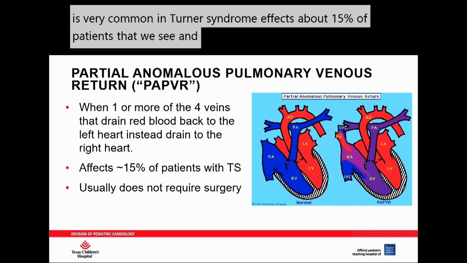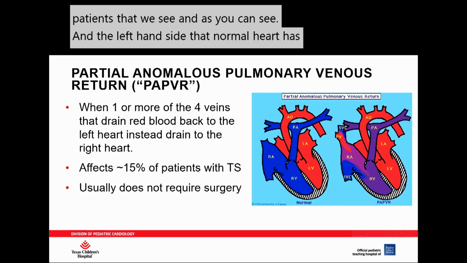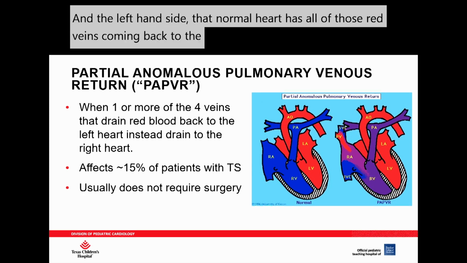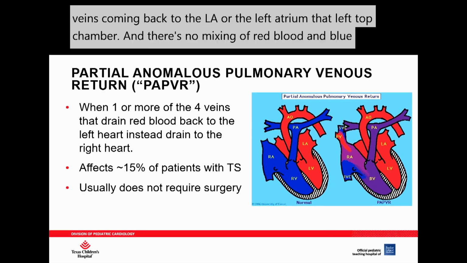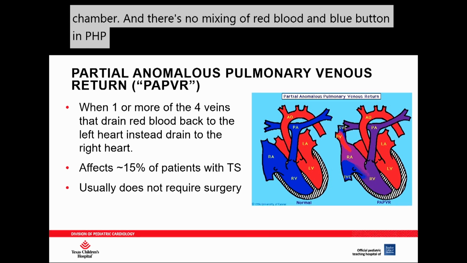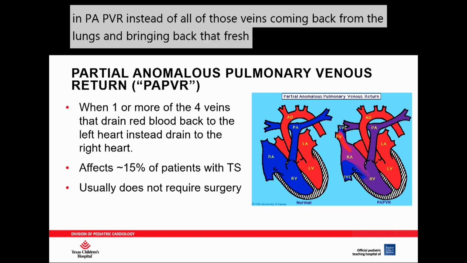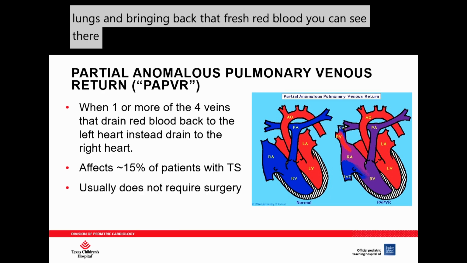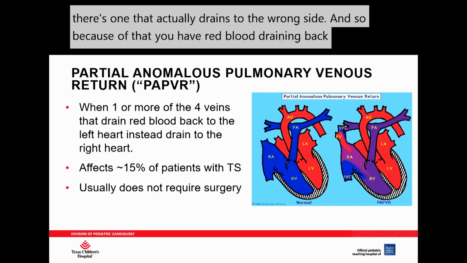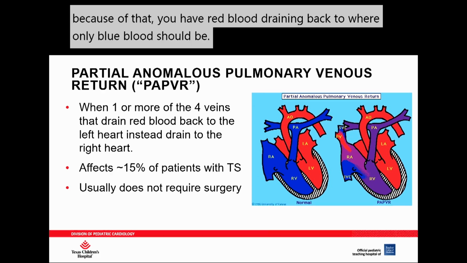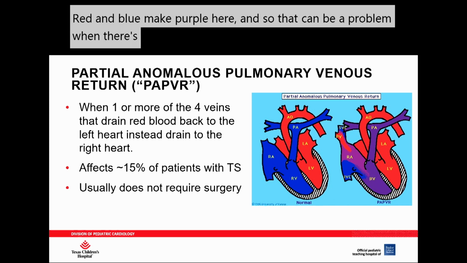And as you can see on the left-hand side, that normal heart has all of those red veins coming back to the LA, or the left atrium, that left top chamber, and there's no mixing of red blood and blue blood. In PAPVR, instead of all of those veins coming back from the lungs and bringing back that fresh red blood, you can see there's one that actually drains to the wrong side. And so because of that, you have red blood draining back to where only blue blood should be. Red and blue make purple here. And so that can be a problem when there's too much blood that's going to the wrong place.